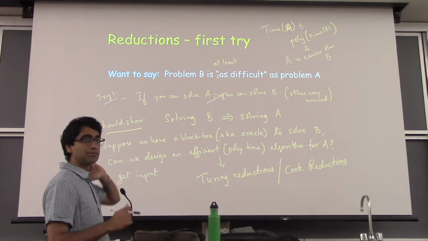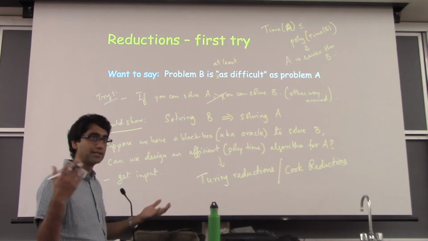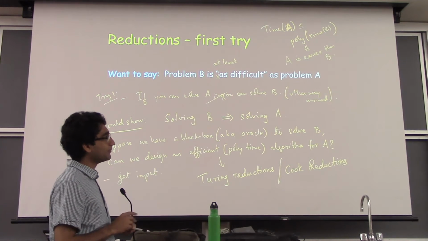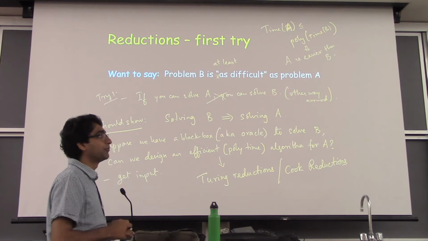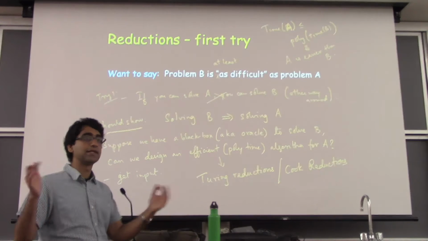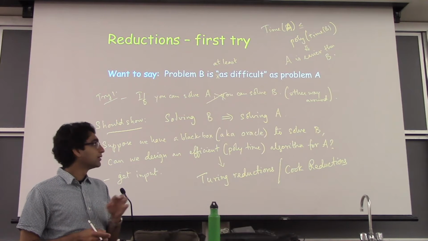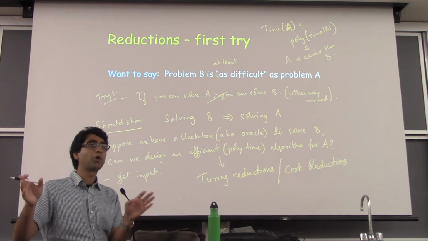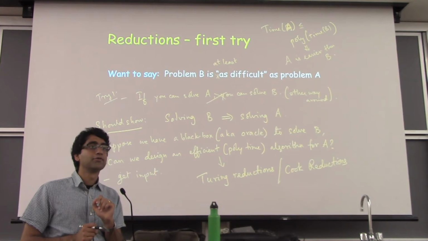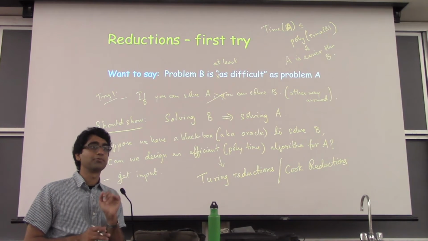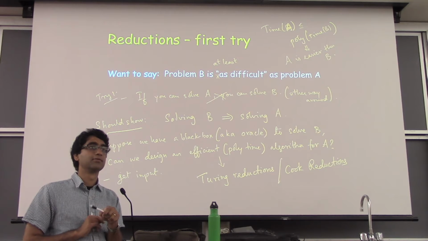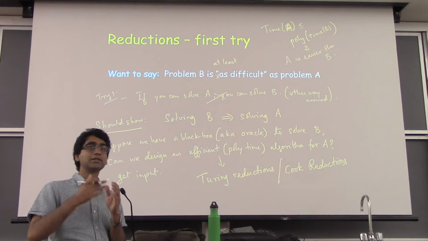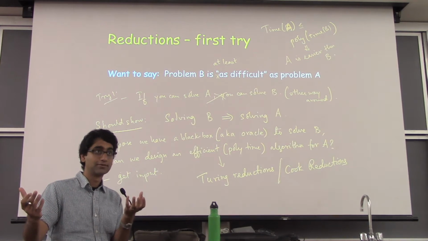Polynomial just means some n squared, something like this. So what this says is, suppose you had an oracle for B that could solve it in, let's say, n squared time. Now A can be solved maybe in n to the 100th time, but it's still polynomial. That is all we care about most of the time in complexity. We don't care about the exact thing, like this is 100 times slower or something like this.